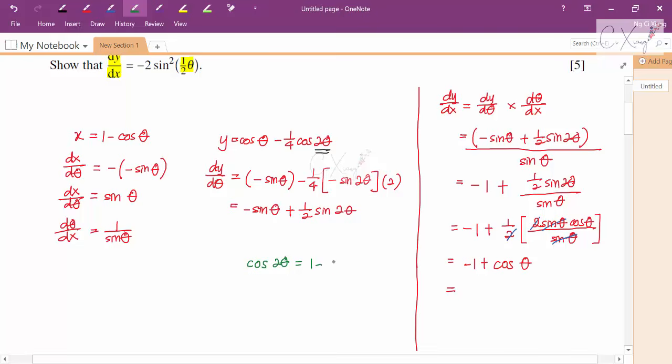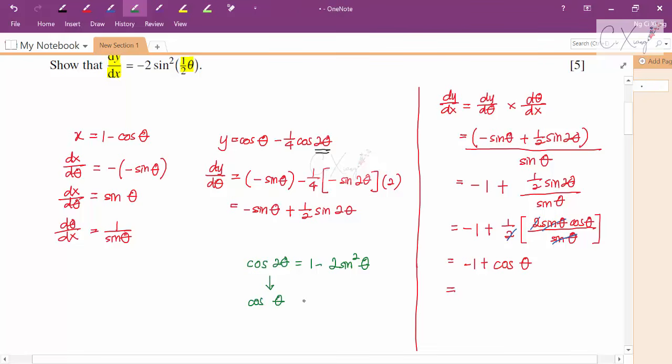So 1 minus 2 sine square theta. Okay, so I try to link the cos with the sine square. So cos, we are having the sine square here. Okay, and because for our answer here, it is cos theta instead of cos 2 theta, therefore, I can rephrase it again by changing the angle.